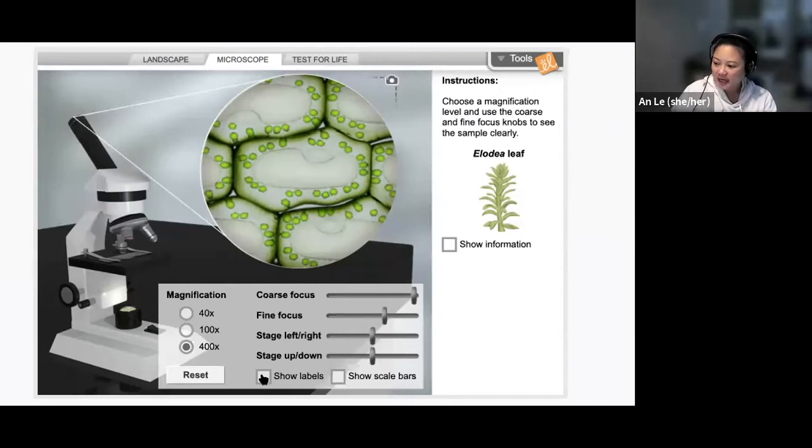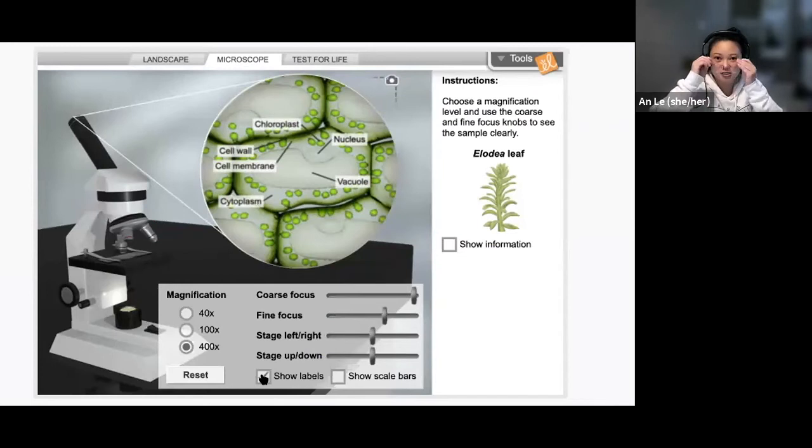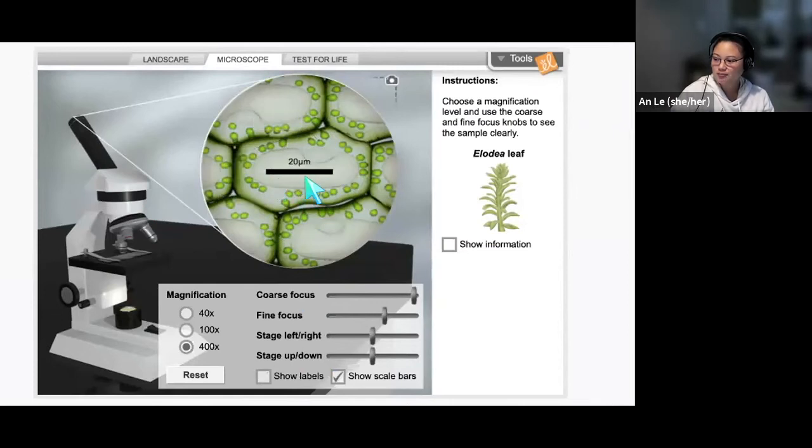On the bottom, it has show labels. So sometimes the problem will ask you to show the labels, and I should put on my glasses. No wonder why it's blurry still. Show labels tells you the organelles that are involved, and then showing the scale bars allows you to measure the cell. So let's practice measuring right now.